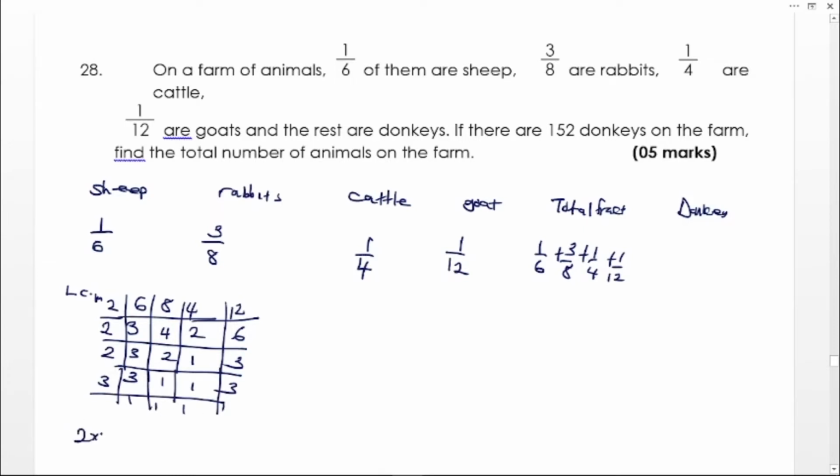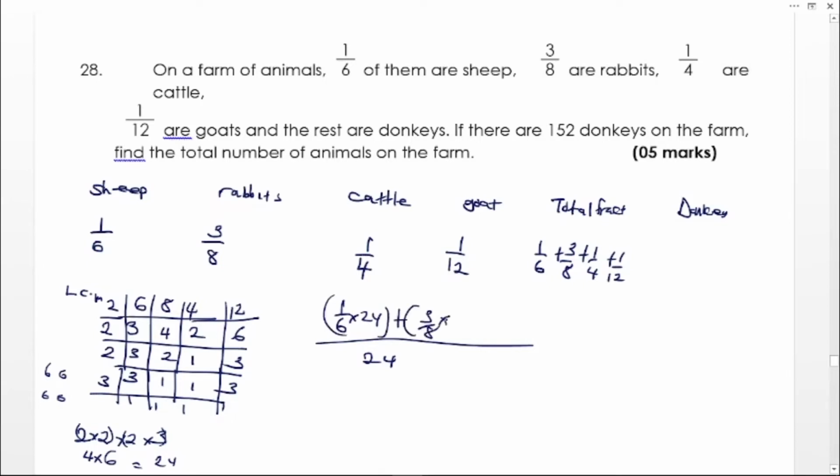So it's now 2 by 2 by 2 by 3, which is 4 by 6, which is giving us 24. So 4 groups of 6. Now this is 12, 12, that is 24. So our LCM is that one, so we come and get the total. Now this is going to be 24, and therefore a sixth of 24 plus 3/8 of 24, then plus a quarter of 24, then plus a 12th of 24.